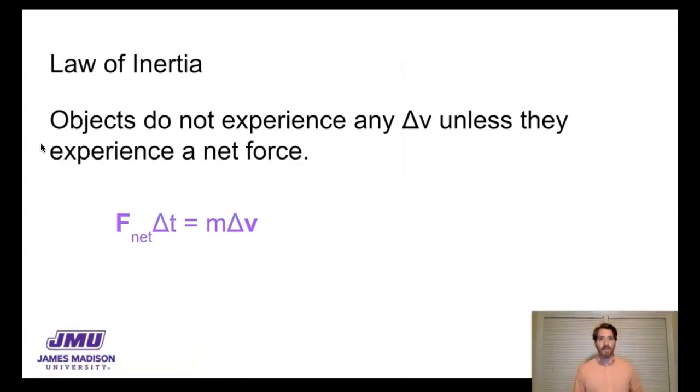Let's clear up that law of inertia a little bit. Objects do not experience any delta V unless they experience a net force, meaning that the total sum of all the vectors, of all the forces acting on an object, must be added up in the manner that we've learned how to add vectors. If all of the forces add up to 0, then the delta V on the object is 0. But if all of the forces add up to a net force that is anything not zero, then delta V is also not zero.